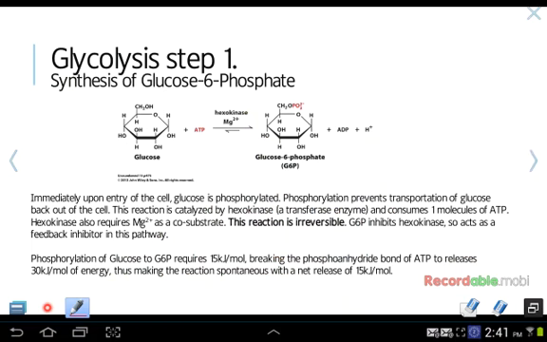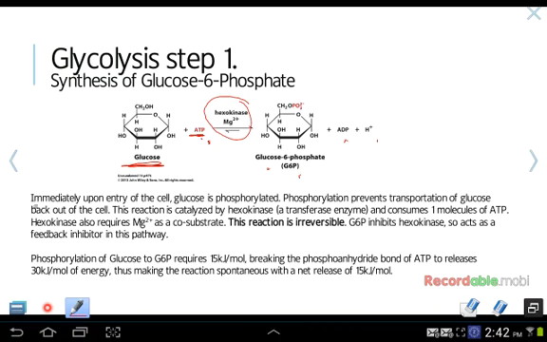So let's go through glycolysis step by step. In step 1 of glycolysis, we are synthesizing glucose 6-phosphate from glucose. So we have glucose plus ATP, and we transfer the phosphate from ATP over to glucose in order to form glucose 6-phosphate, ADP, and a proton. Now, this reaction is governed by hexokinase, and hexokinase couples the ATP dephosphorylation with the phosphorylation of glucose in order to make the reaction go in the forward direction.